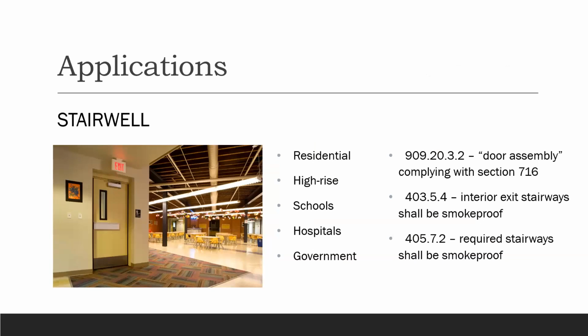So you may find smoke and fire doors in stairwells. Of course, stairwells are essentially another chimney in a building, just like your elevator shafts, and so they're going to need that protection. Section 909.20.3.2 goes through the need for these doors to comply with section 716, and 716 is where it calls out your assembly door for that smoke and draft control. Now sections 403.5.4 and 405.7.2 are talking about interior exit stairways and where smoke-proof enclosures are required.